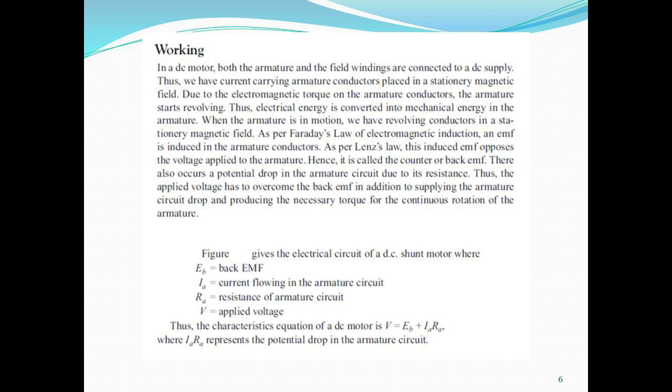There also occurs a potential drop in the armature circuit due to its resistance. Thus, the applied voltage has to overcome the back EMF in addition to supplying the armature circuit drop and producing the necessary torque for the continuous rotation of the armature.